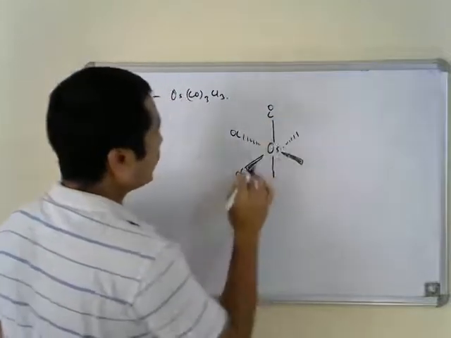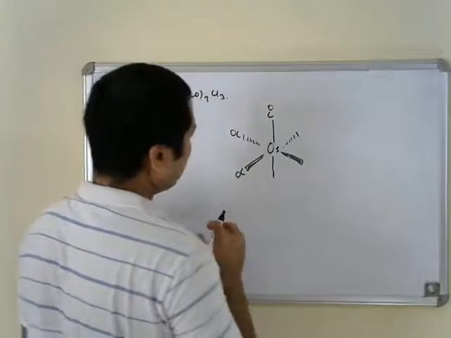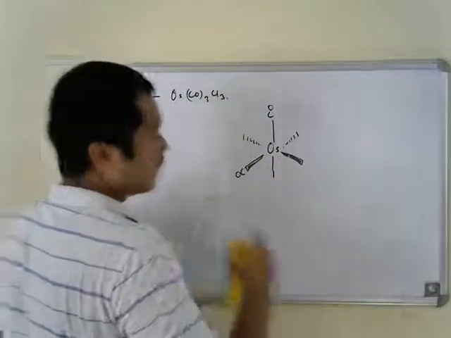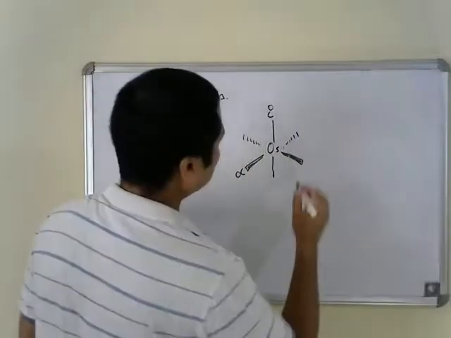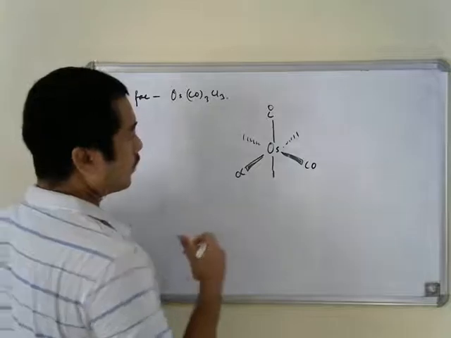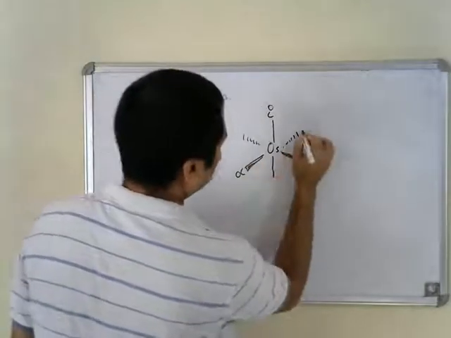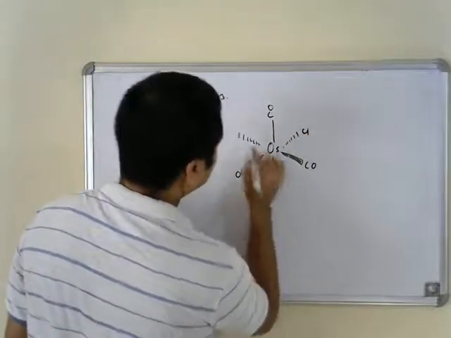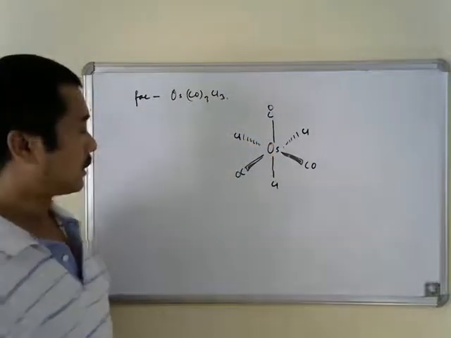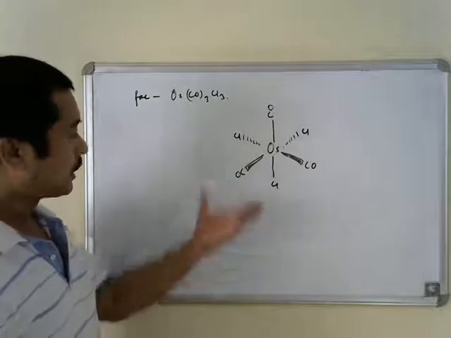So let us put the carbonyl ligands in one of the triangular faces, or you can also choose to do it the way we did it last time, that is, to put the ligands on the face which is pointed towards us, and the other type of ligand, Cl, in a triangular face which is behind us. So that is a facial molecule.